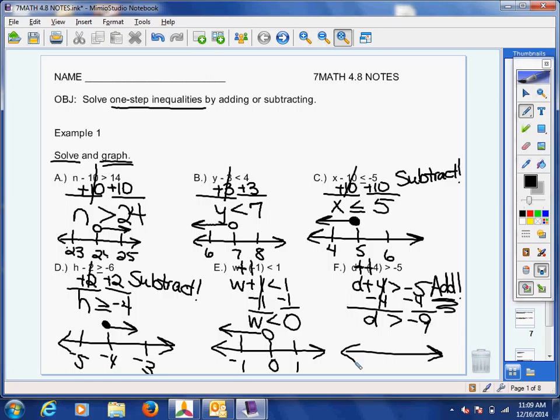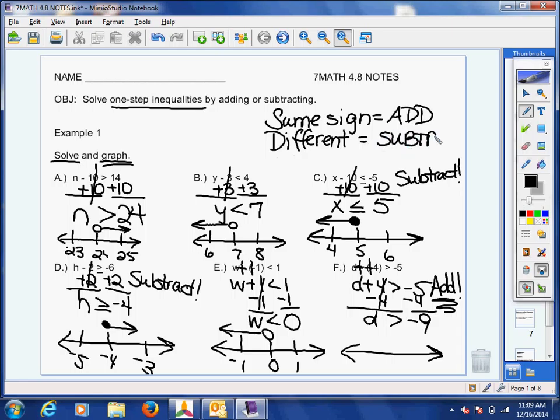So that's our trick. When we're doing addition and subtraction, same sign, add; different signs, subtract. That's what we do, okay? And so the graph, let's do negative 8, negative 9, negative 10. Open circle to the right.